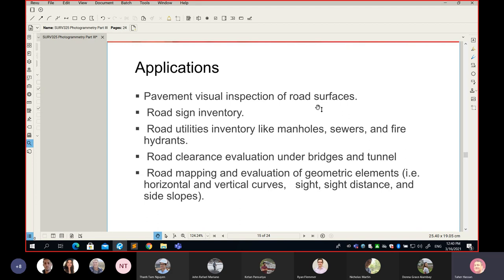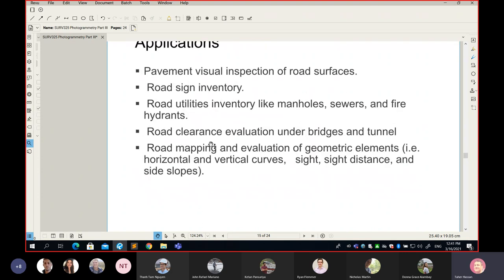Next is we have road sign inventory and road utility inventory. And what does it mean? As you go on the road, in your photos, you can see all the signs, so you can count them, know where they are. You can know where the bus stations are and so on. You can create an inventory for the signs, road signs. You can do the same thing on the manholes. Anything that can be seen in the image, you can simply capture, whether you get XYZ or at least count.